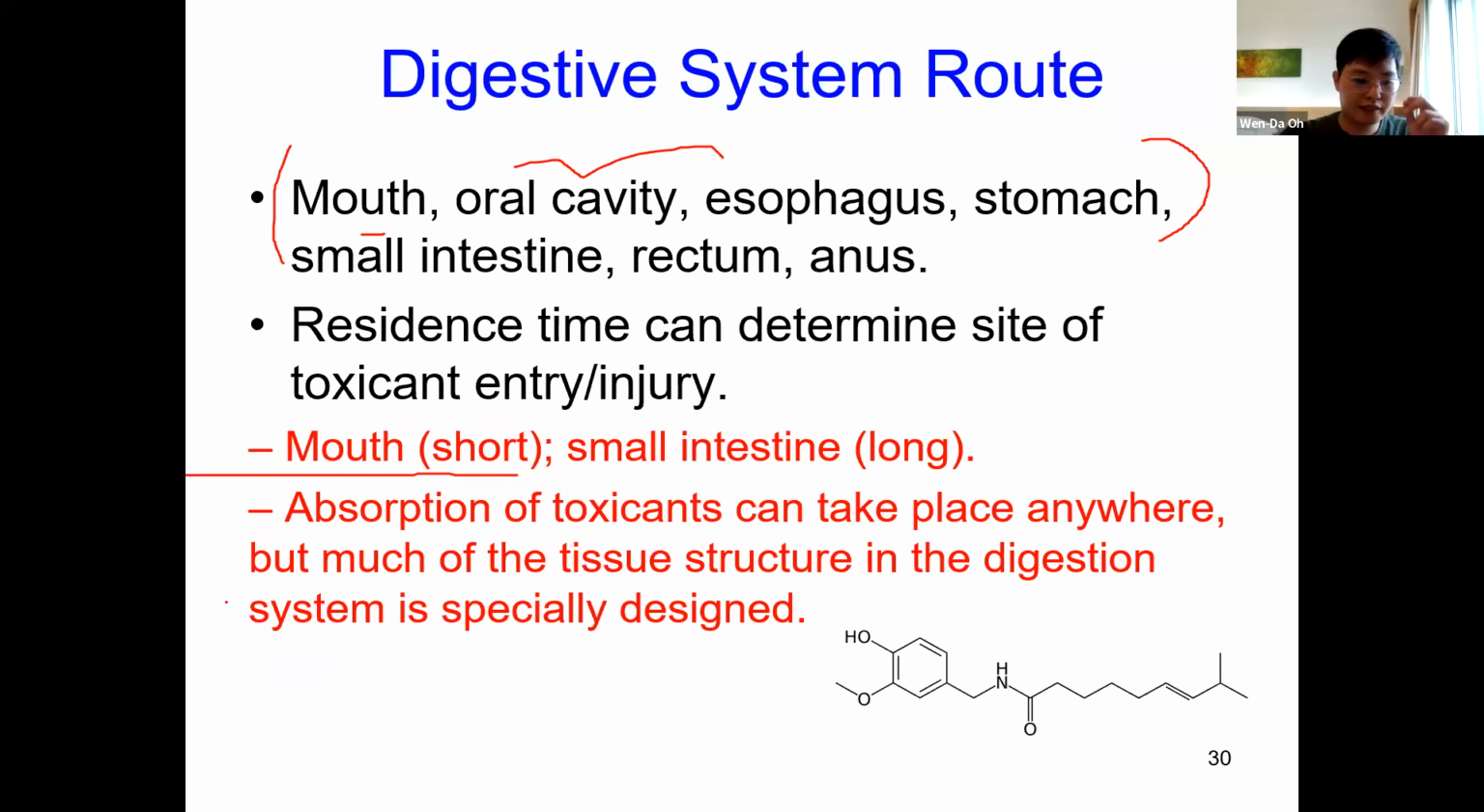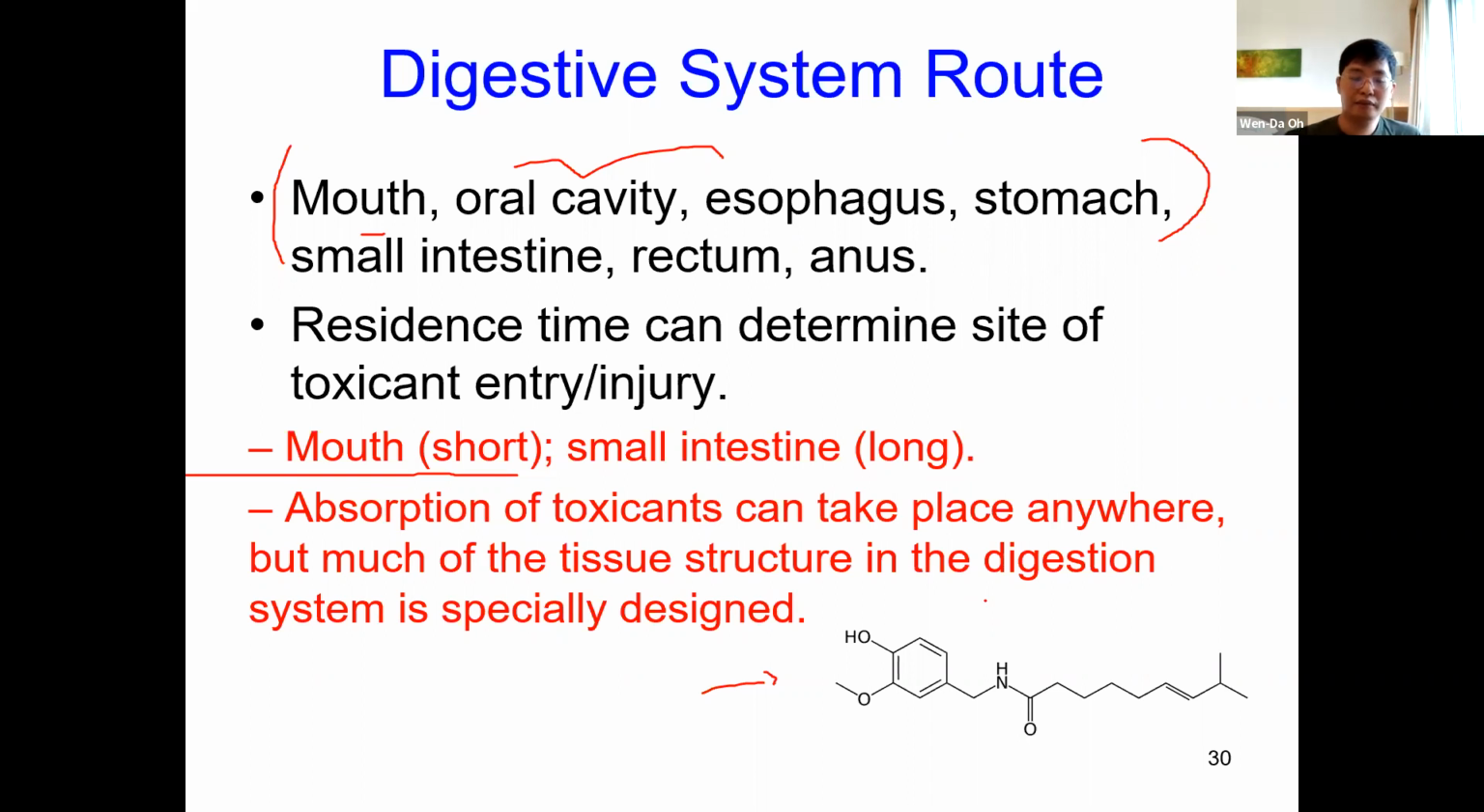One of the classical chemicals related to the digestive system is capsaicin. I can't remember how to pronounce the name. This is a chemical that can be found in chili, a plant that we like to eat a lot. It gives a hot sensation. If you ingest chili, it will cause a lot of burning sensation in your mouth, sometimes in your stomach and in your intestine.